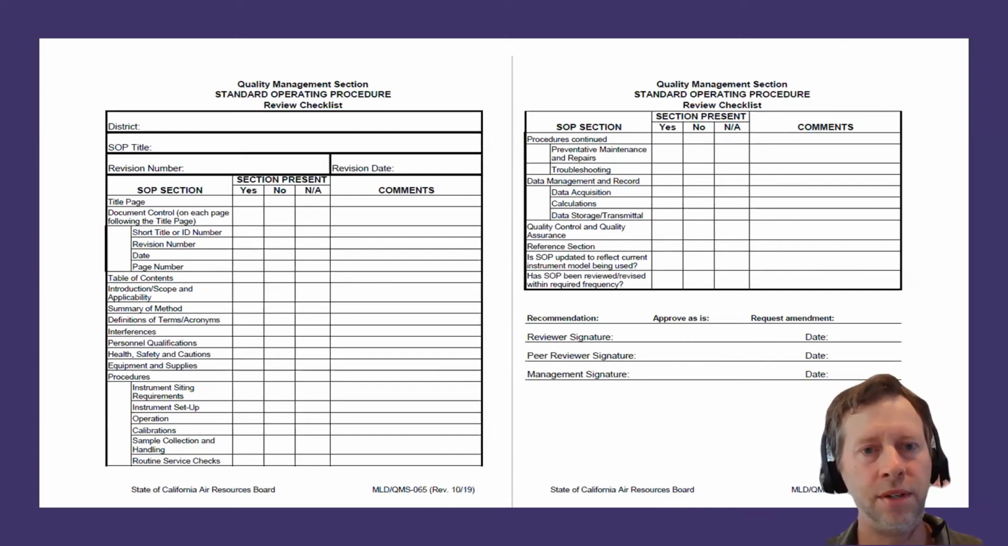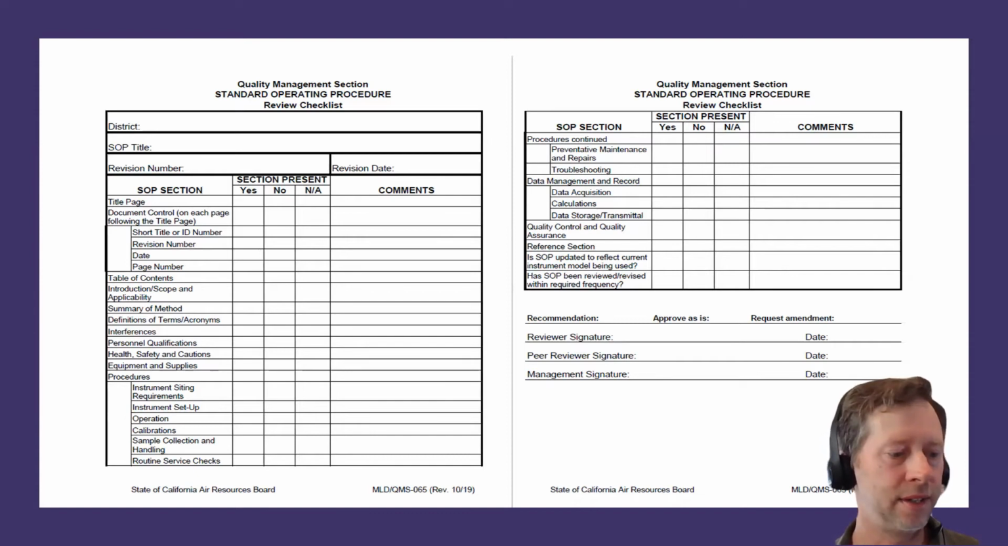A good resource to use while creating an SOP or addendum is our quality management section SOP review checklist. There's a spot in here for every required element of the SOP. Please take a look at this when you're setting up those documents. This is based on EPA SOP guidance. This is a good document to look through prior to submitting an SOP for approval.